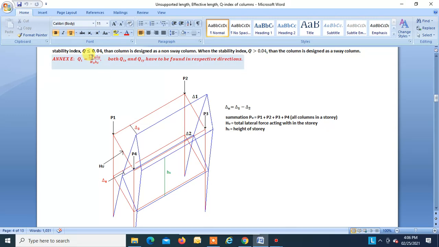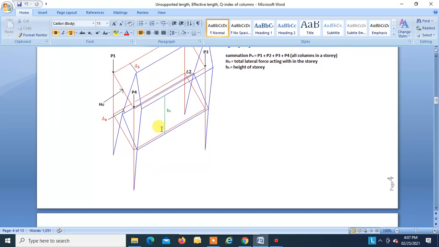Now summation of PU is nothing but the sum of the vertical forces in the columns. P1 is the vertical force in this column, P4 is the vertical force in this column, P3 is the vertical force in this column, P2 is the vertical force in this column. So you have to take the sum of vertical forces of all the columns in a considered story. Summation PU is equal to P1 plus P2 plus P3 plus P4, or summation of vertical forces of all columns in a story. HU is the total lateral force acting in the story. HS is the height of the story.